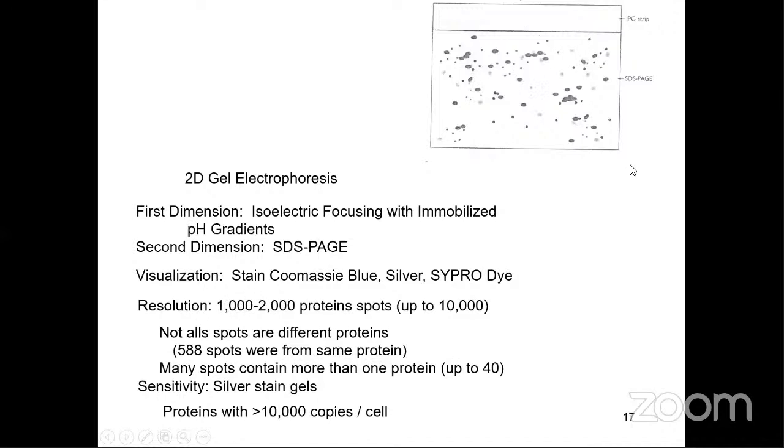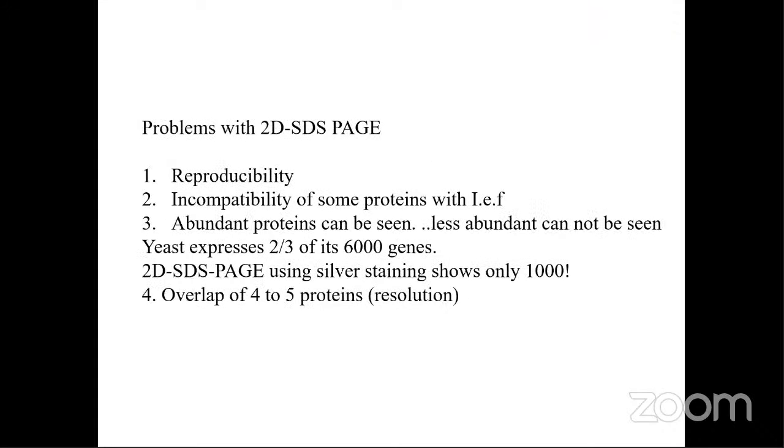So as I said, each spot could be hundreds of proteins. So a bigger spot could even have 1,000 or 2,000 proteins. So not all spots are different proteins, okay? Many spots contain more than one protein. That's a big challenge. So we can use silver stain gels to stain the protein, but then the silver will contaminate if you want pure protein coming out. So that's a problem. So there are many problems. Reproducibility: if I repeat the 2D gel electrophoresis, I will not get the same pattern as I got before.